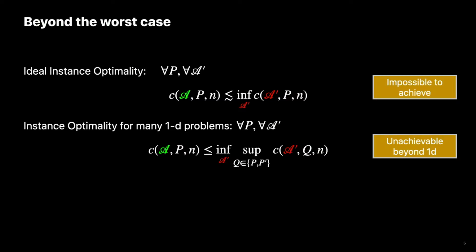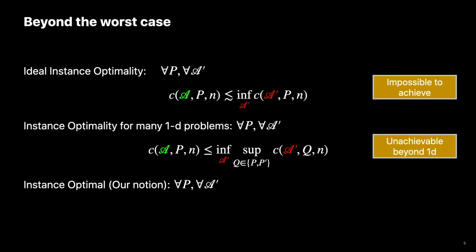So there's a stronger notion which says, instead of just looking at performance on P, let me look at performance on P and some other P prime, which is another potential input. If you have a good algorithm, it should do well both on P and P prime. So you measure the performance by the worst performance on P and P prime. This is a useful notion. For one-dimensional problems, you can often actually achieve it. Beyond one dimension, this is almost always not achievable.